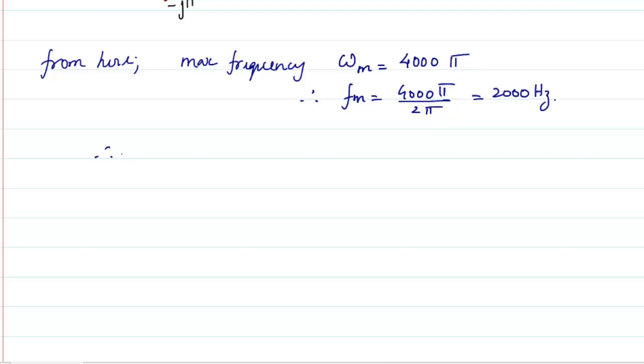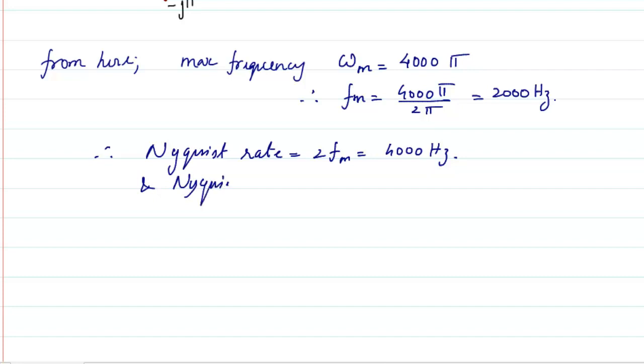Therefore, Nyquist rate is going to be equal to 2 fm, which is going to be 4000 hertz, and Nyquist interval is going to be 1 by fn, which we just now found is 4000. So it is going to be 1 by 4000, which comes out to be 0.25 milliseconds.